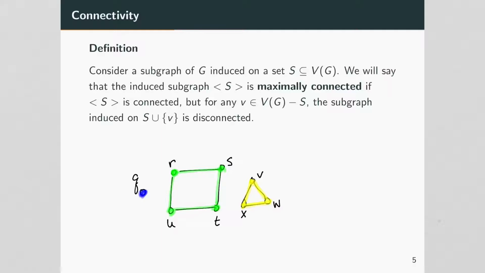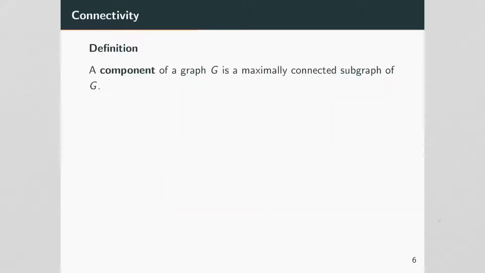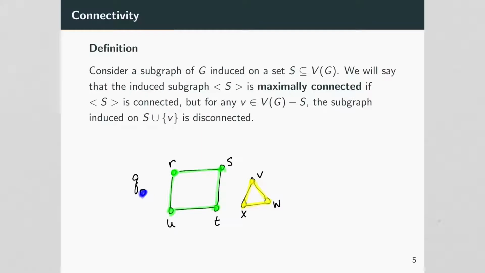So we can use that definition for what's called a component of a graph. A component is just a maximally connected subgraph. Each of these parts, Q, R, S, T, U, and V, W, X, is a component. So this particular graph has 3 components. And again, visually you can see that you've got these 3 separate pieces that aren't connected to each other.